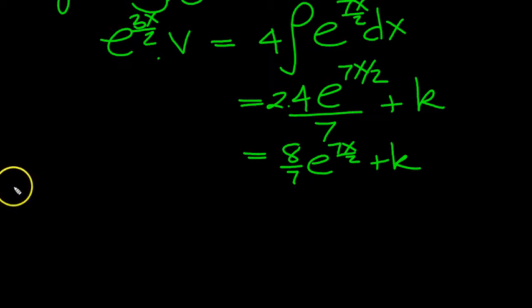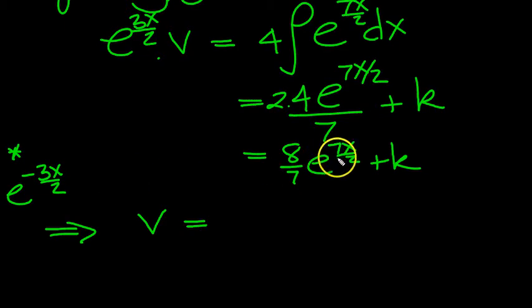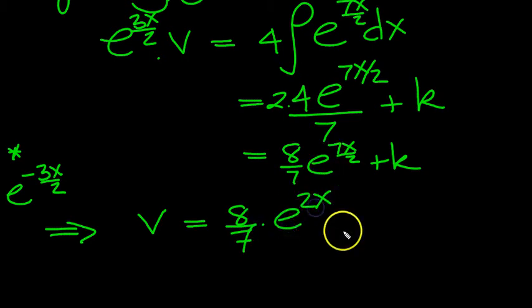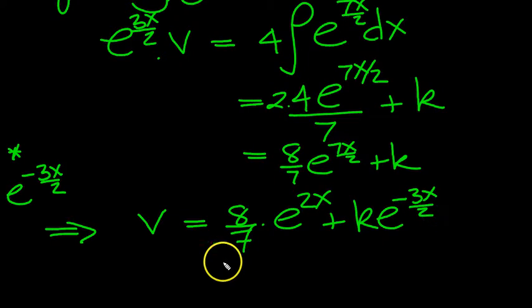And now what we can do is times by e to the minus 3x over 2, or in other words, divide by e to the 3x over 2. So we're going to times by e to the minus 3x over 2 through the equation, and this will cancel this because you just get e to the 0, which is 1, so we get v equals e to the minus 3x over 2 times, because you add the powers, 7 over 2 take 3 over 2, so you end up with 8 sevenths e to the 2x, back to e to the 2x, plus k e to the minus 3x over 2.